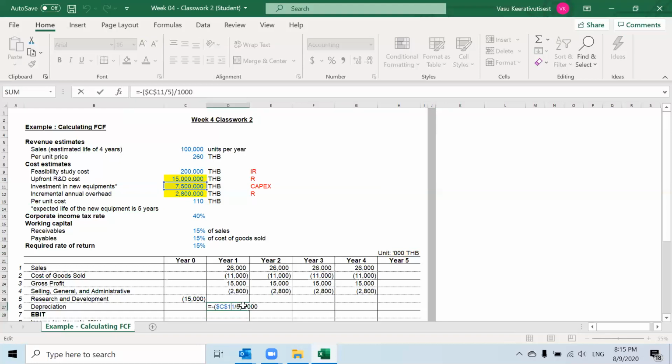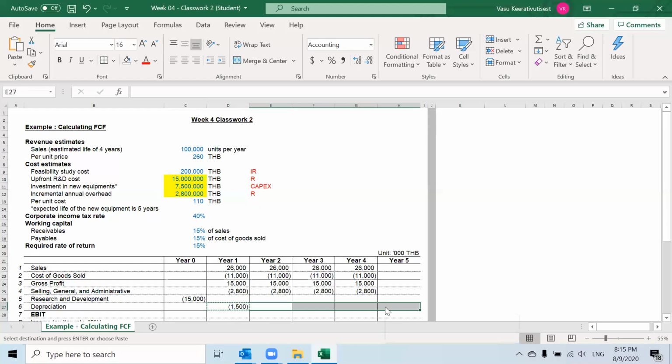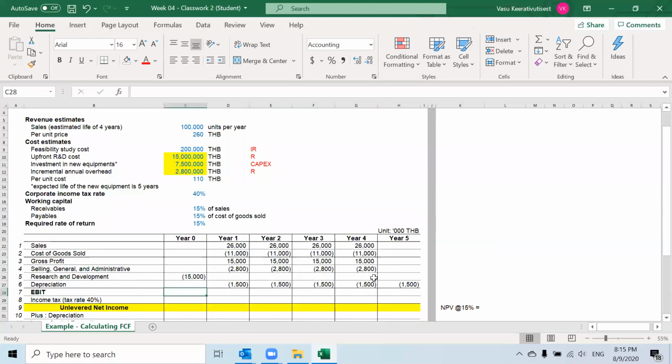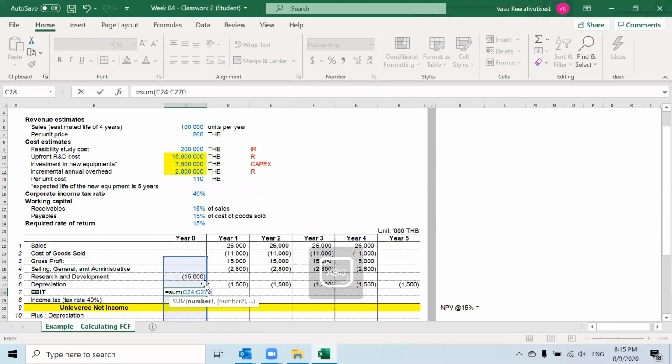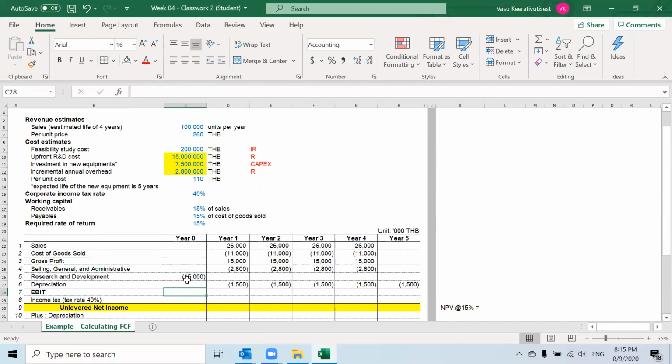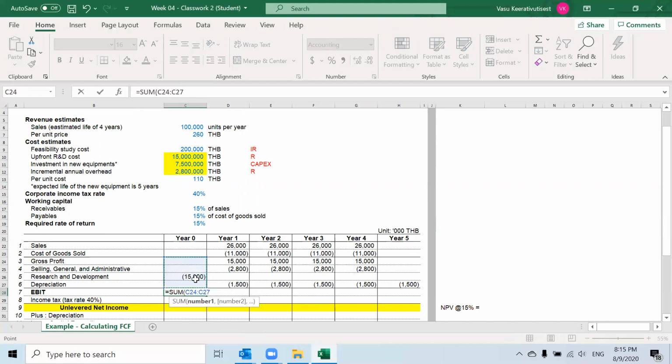So your depreciation is equal to this investment divided by 5, because that is the lifetime of that equipment. Don't forget to divide it by 1000, because one of the mistakes that many of our friends usually make is forgetting this 1000 units. So right now you have calculated depreciation already. You put it as a function here. Right now is your EBIT. It is equal to the summation from line 3 until line 6. Okay, that is here, your EBIT.